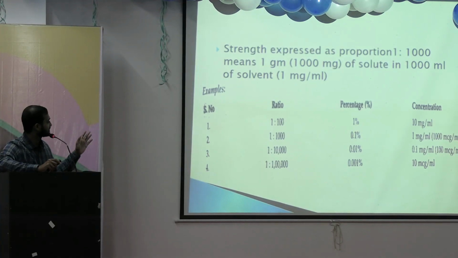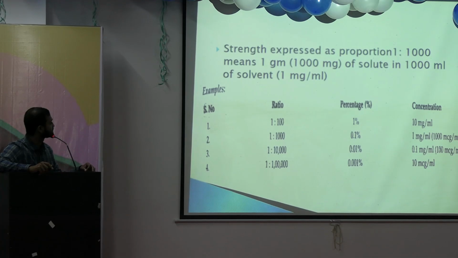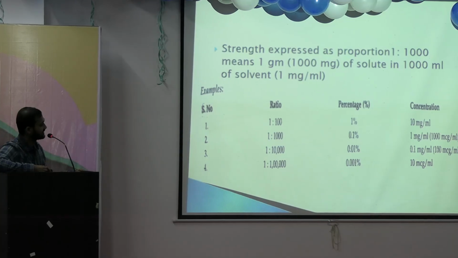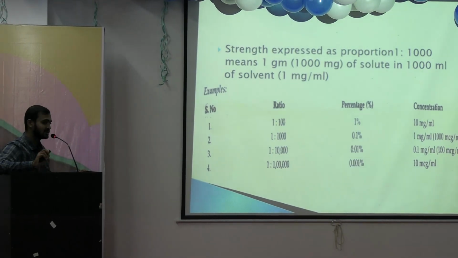So here some ratios have been given, so try to understand. Strength expressed as proportions, like 1:1000. What does it mean? It means 1 gram, that is 1000 milligrams, of solute in 1000 ml of solvent. So if it is expressed as a ratio like 1:100, what is the concentration here? It is 10 milligrams per ml. Understood this one?